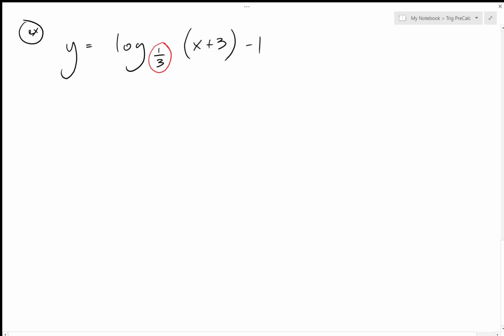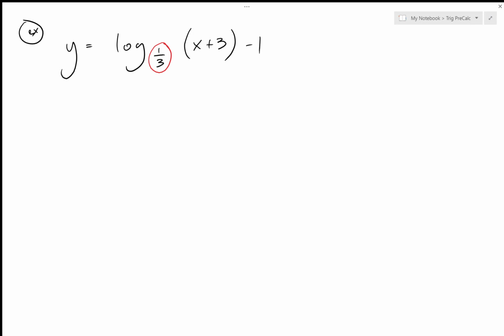So our second example here, y equals log base 1/3 of (x plus 3) minus 1. You'll notice right away that in the first example the base was 4, a whole number. This time the base is 1/3. That 4, a number bigger than 1, or 1/3, smaller than 1, are going to affect the shape and direction of our graph.